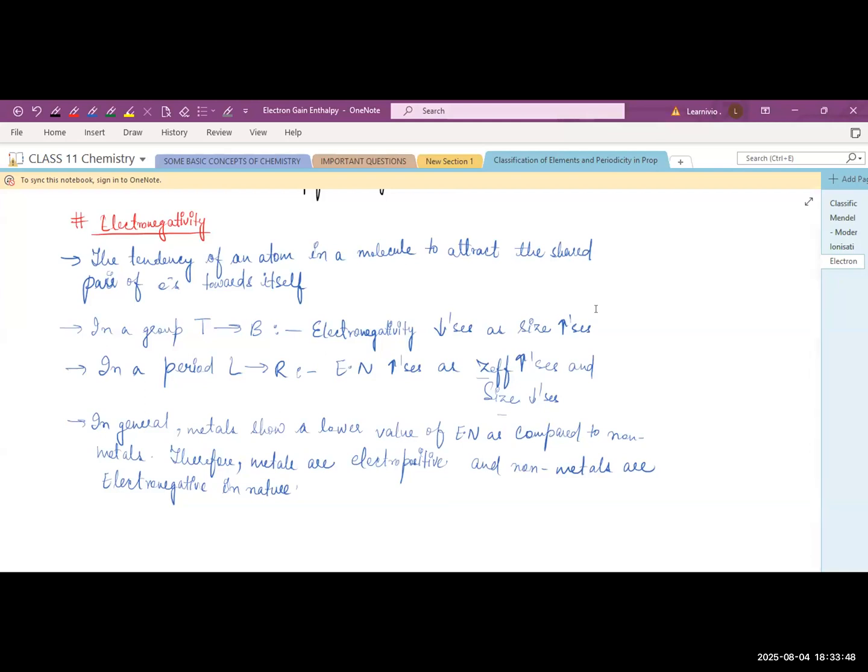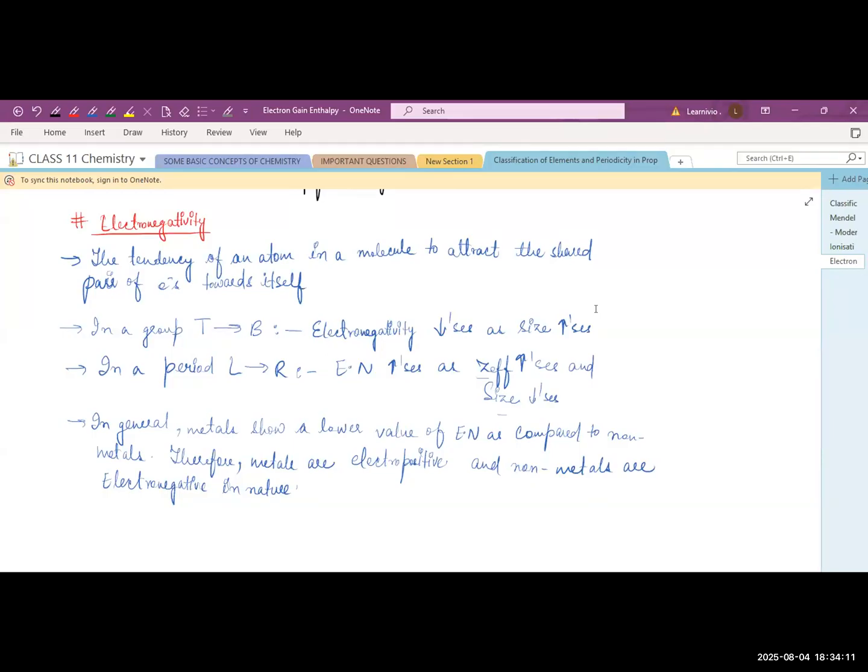So basically, what is electronegativity? It's the tendency of an atom in a molecule to attract the shared pair of electrons towards itself, to pull the shared pair of electrons towards itself. In a group, electronegativity decreases, right? And in a period, when you move from left to right, the electronegativity increases.